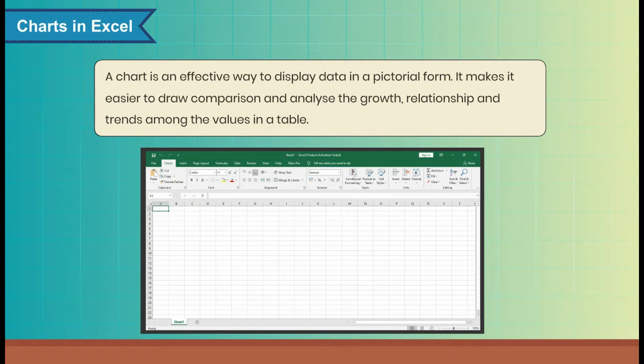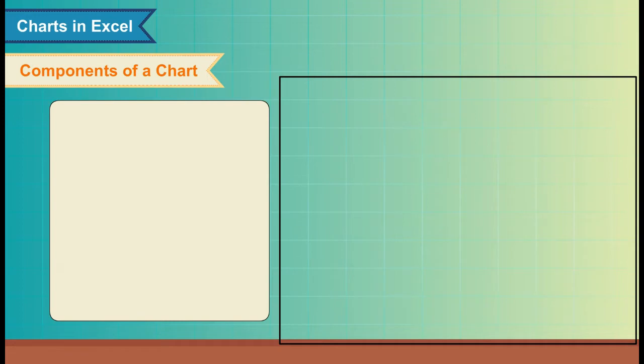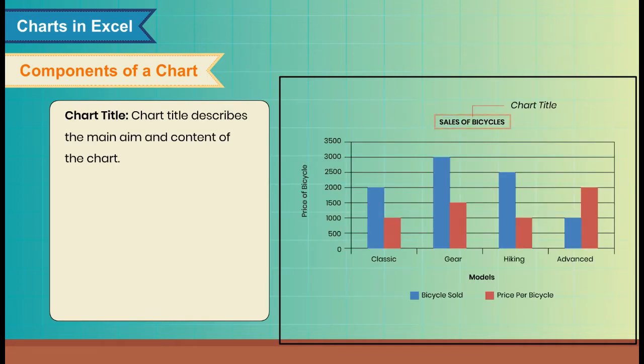Charts in Excel. A chart is an effective way to display data in a pictorial form. It makes it easier to draw comparison and analyze the growth, relationship, and trends among the values in a table. Components of a chart.